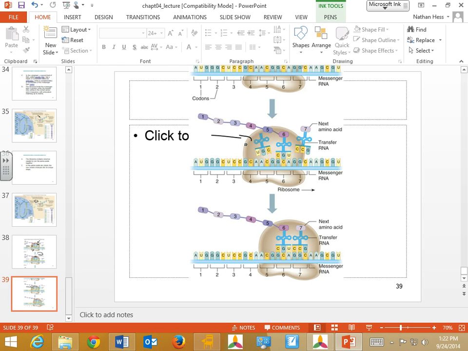And I'm going to keep doing this as long as there are messenger RNA codons, because that's the recipe. It's telling me what order of amino acids I need to build this protein. The tRNA would just leave, and it would go get another amino acid and come back to the ribosome to make another protein.